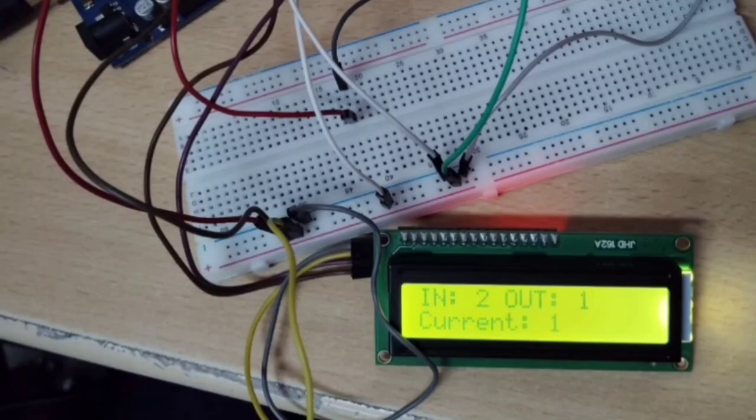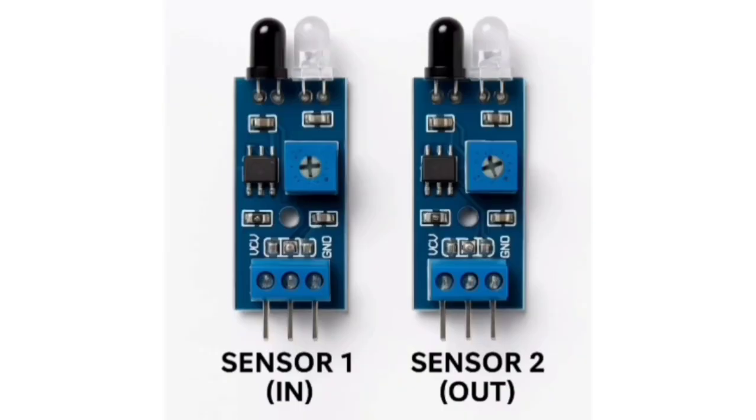The core of this project consists of just two infrared sensors installed side by side at the entrance of a room. These sensors detect a person crossing the doorway, but more importantly, they detect the sequence, which determines whether the person is entering or exiting.